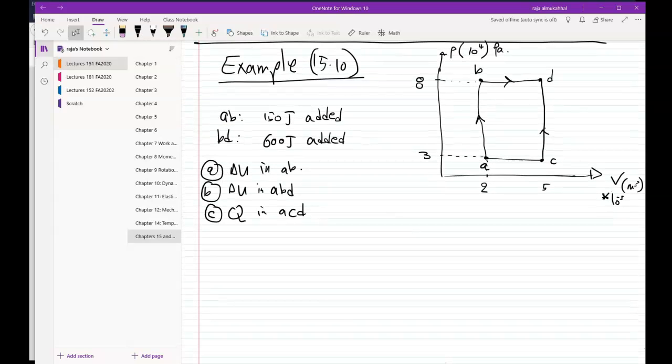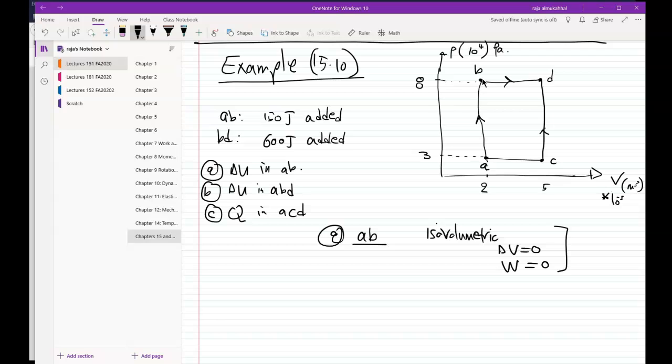Take notes. Okay, let's begin with the process AB. We are basically following it from here to here. This is isovolumetric. And we talked about that. Go back to the previous video to see what that means, which means delta V is 0. What are the consequences of delta V 0? The work is 0. This is always the case, okay? Why? Because I told you before, work is associated with volume. If there is no change in volume, there is no work done. You got that? Very, very important.